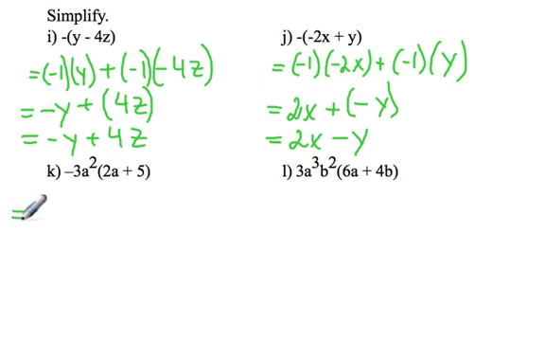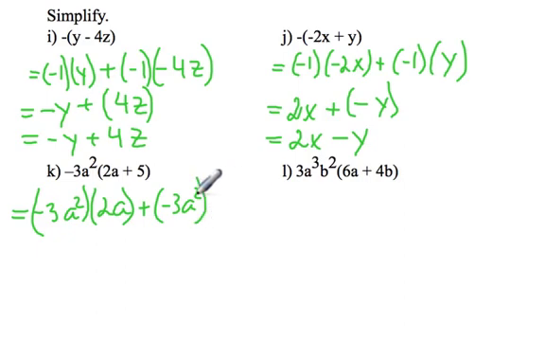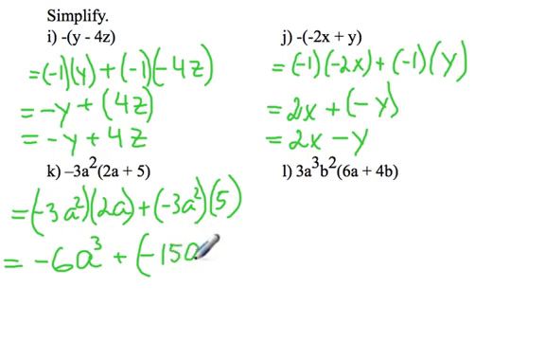Question K. Minus 3a squared times the first term in the bracket, 2a, plus minus 3a squared times the second term in the bracket, 5, equals negative 3 times 2, negative 6, a squared times a to the power of 3, plus negative 3 times 5, negative 15, and we have the variable a squared there. That equals negative 6a to the power of 3, take away 15a to the power of 2.